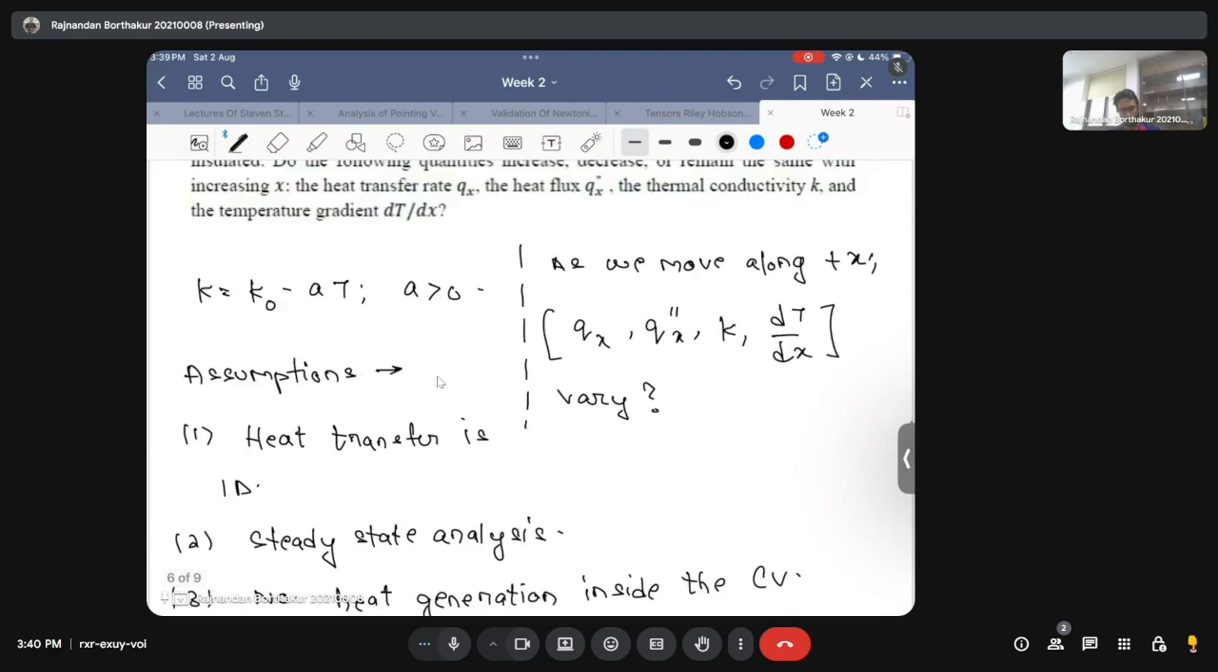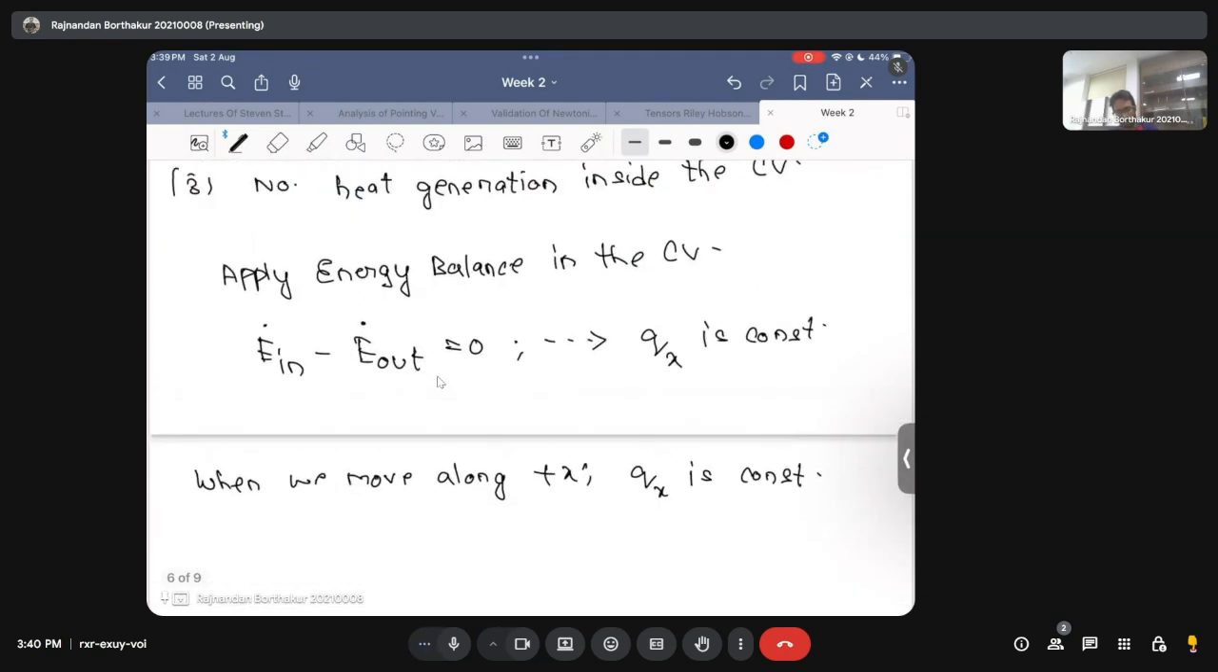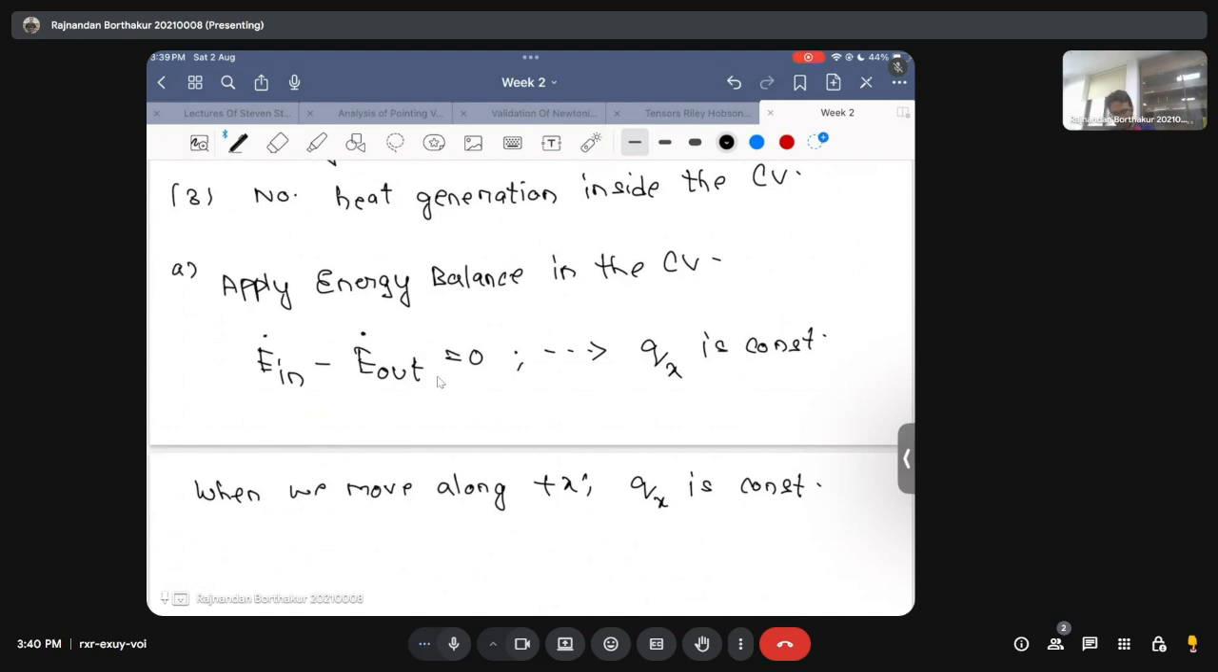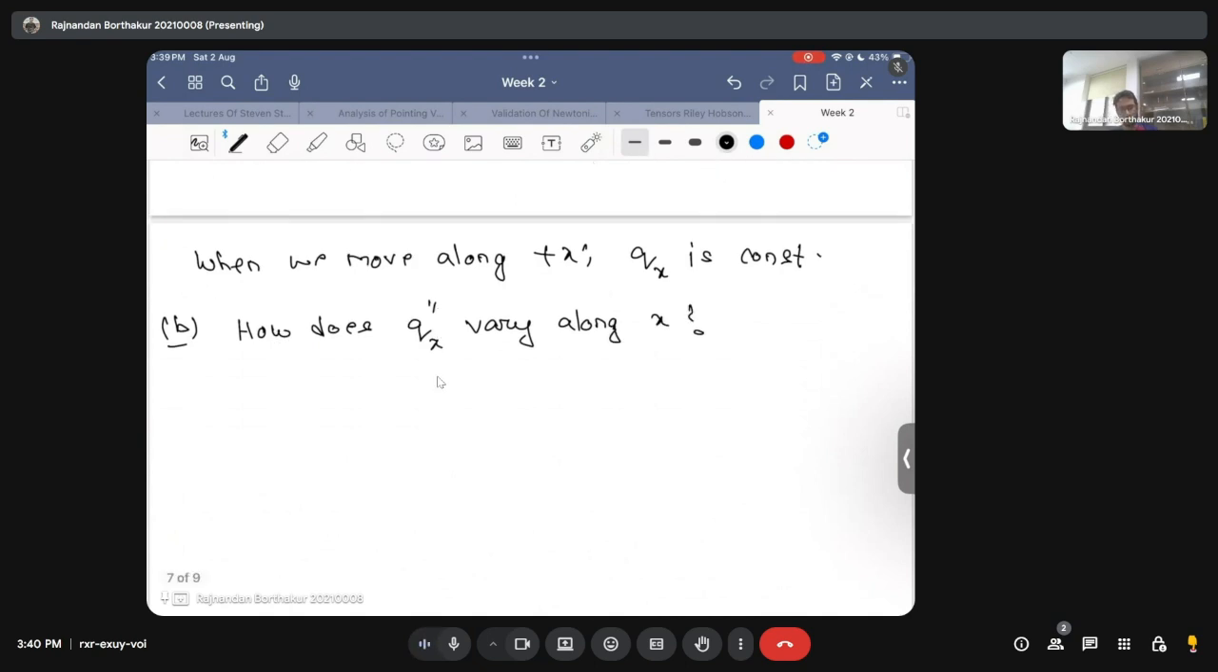Okay, all right, that's the first objective that we solve. Second, let's see now how does the heat flux change. The second thing is how does the heat flux, which is qx double prime, vary along x. Okay, and as you guys know, we will use the much celebrated Fourier's law.